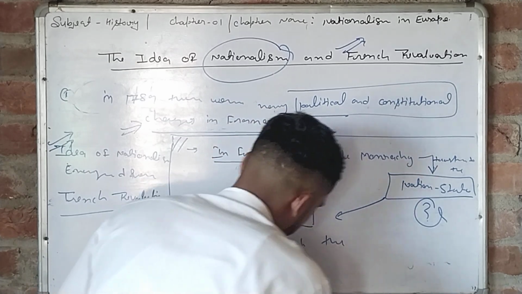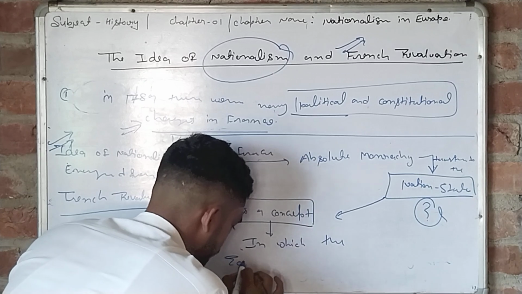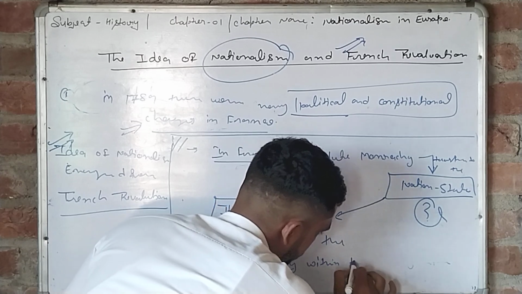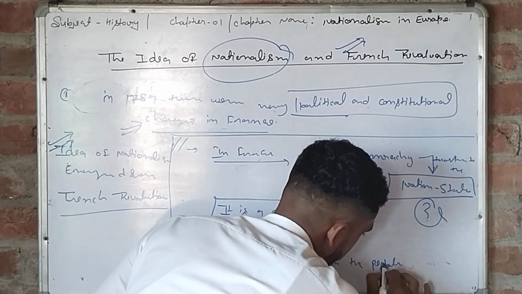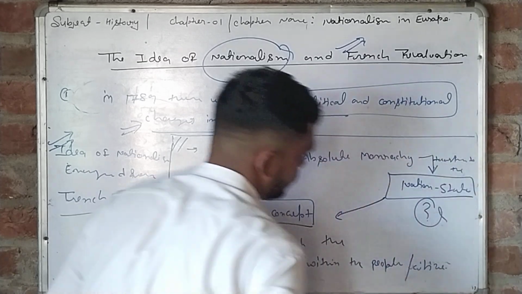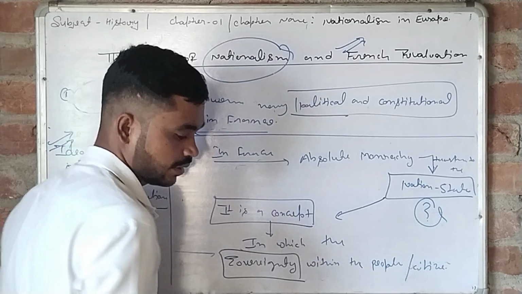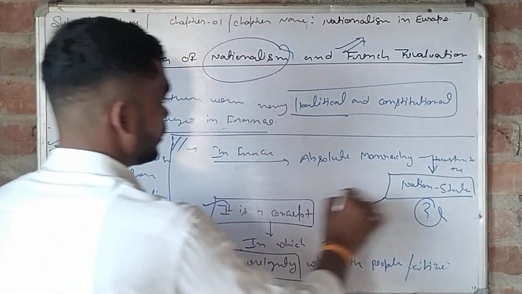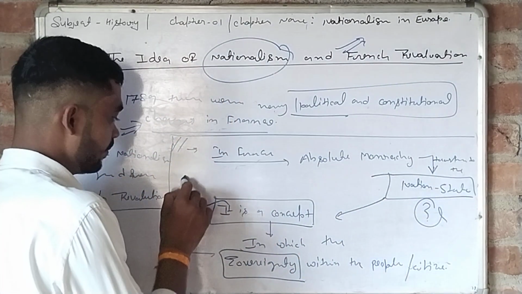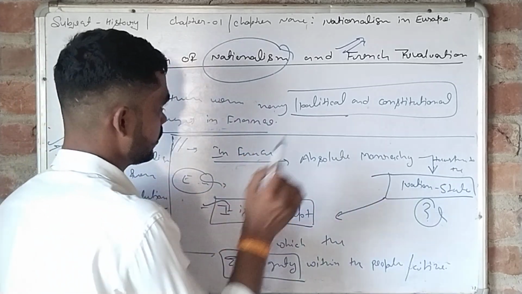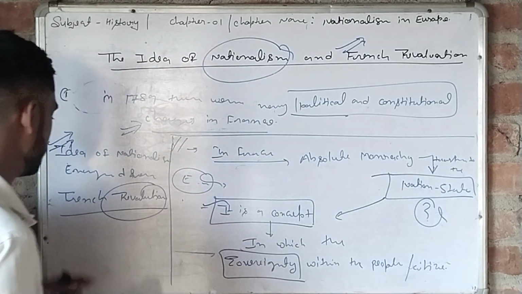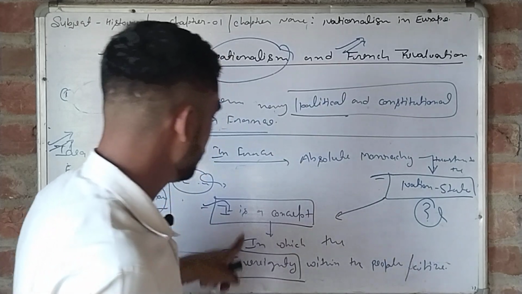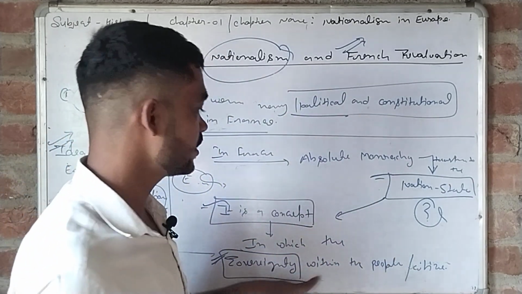the sovereignty is within the people or citizen. Sovereignty means samprabhutta. Okay. The nation state is a concept which emerged from the idea of nationalism. Okay, nationalism is the result of the French Revolution. What is the meaning of nation state? It is a concept in which the sovereignty is within the people.